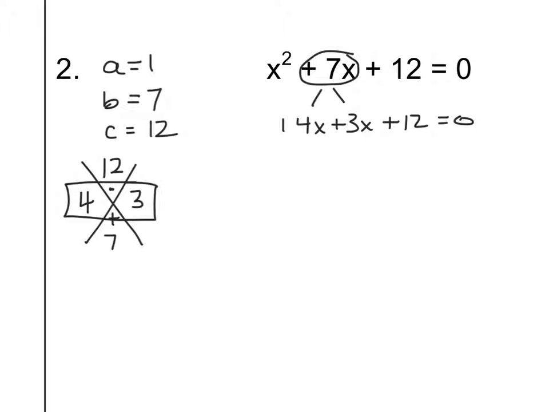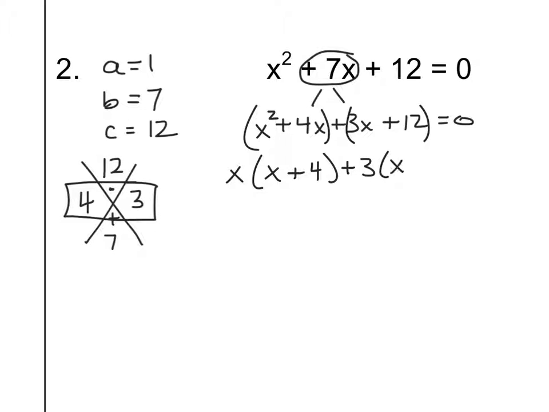Bring down everything else. Group the first two and group the last two. Again, make sure you have the equals 0 at the end there. Take out an x in the first group, left with an x plus 4. The biggest number that goes into 3 and 12 is 3, and if I take out that 3, I've got an x left, since 12 divided by 3 is 4. Now they have an x plus 4 in common, and x plus 3 is outside the parentheses.